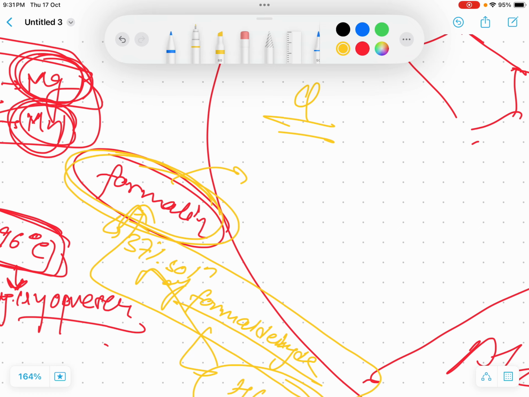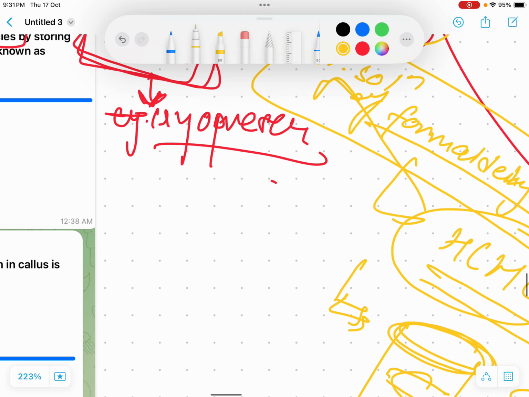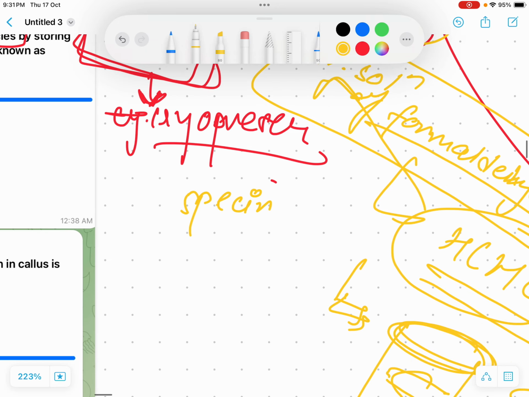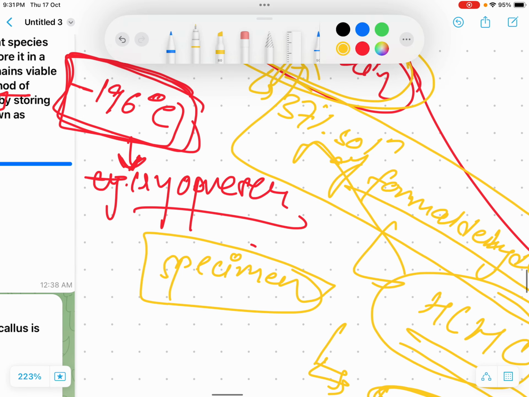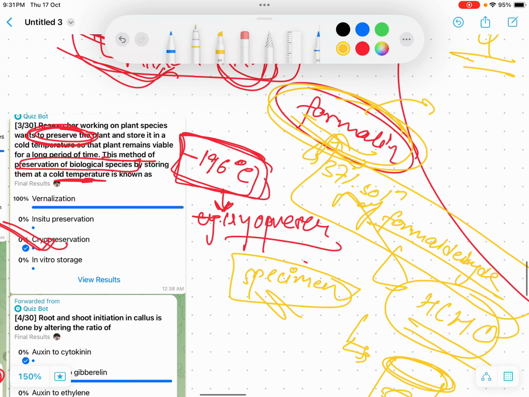In the biology lab, many species are preserved by using a chemical. Name the chemical that is used to preserve such biological specimens, not species. Specimen means the species which are preserved. Okay, so specimen, what do we have to give?